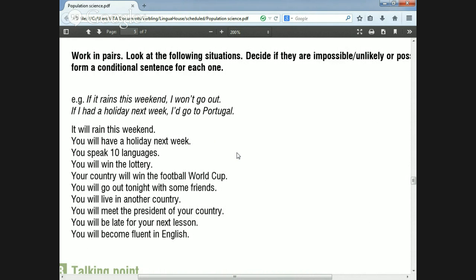If I had a holiday next week, I will visit my family. Okay. So is that a likely or an unlikely event? A possible event? Or possible. Okay, and that's good.